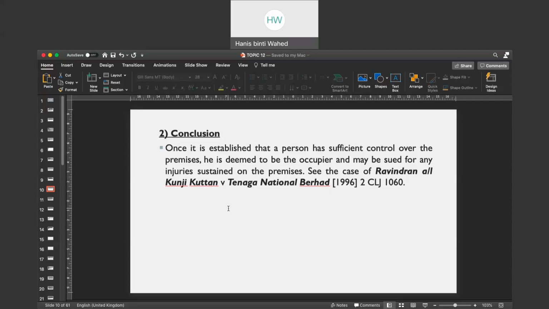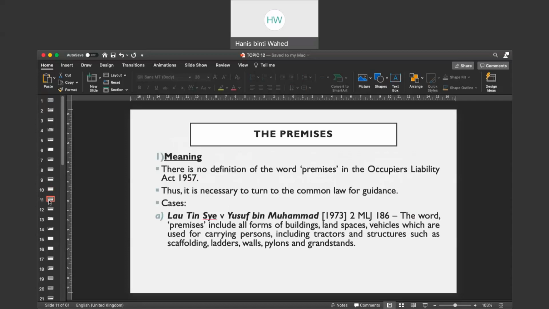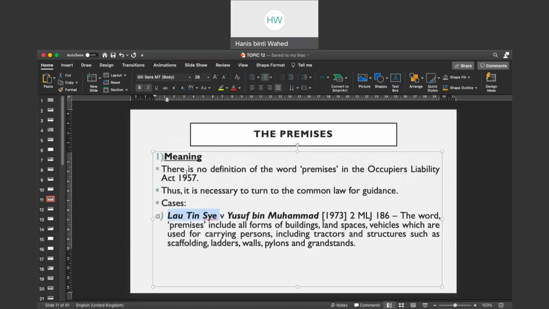Okay, all right. Now, after we already discussed the first subtopic, which is about the occupier, we will look at the premise. What is premise? Premises. What are premises? So you can refer to the case of Lautin C. Before that, as you can see from the slide here, there is no definition of the word premises in the Occupiers Liability Act 1957. Okay, thus it is necessary to turn to the common law for guidance.